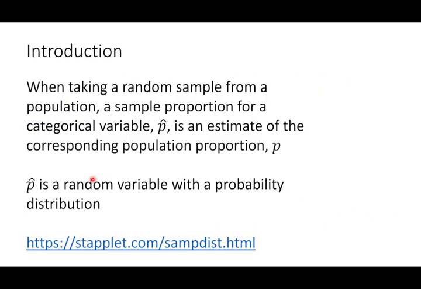Okay, next up is sample proportions. And so the central limit theorem also applies to sample proportions. And the same thing is super important. When we take a random sample from a population and we get a p-hat, that p-hat is a random variable, and it's an estimate with some probability distribution of the real proportion that we're trying to measure.